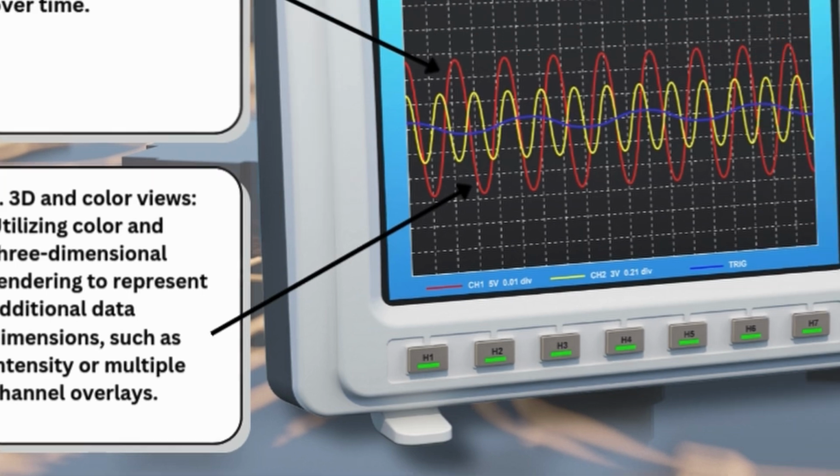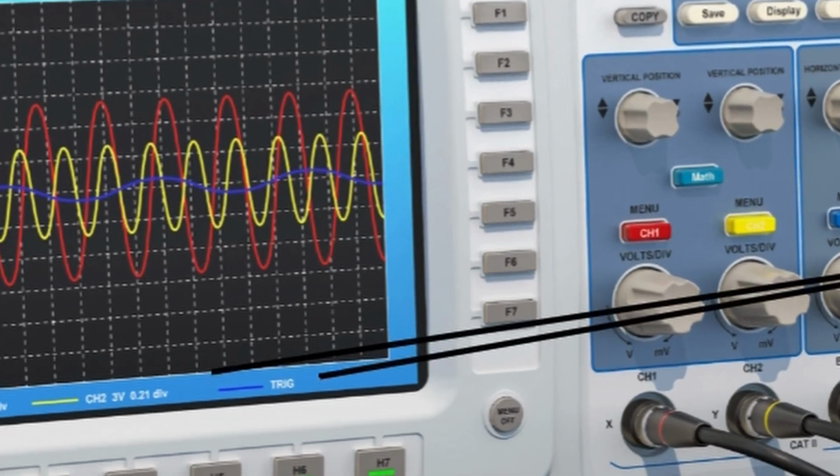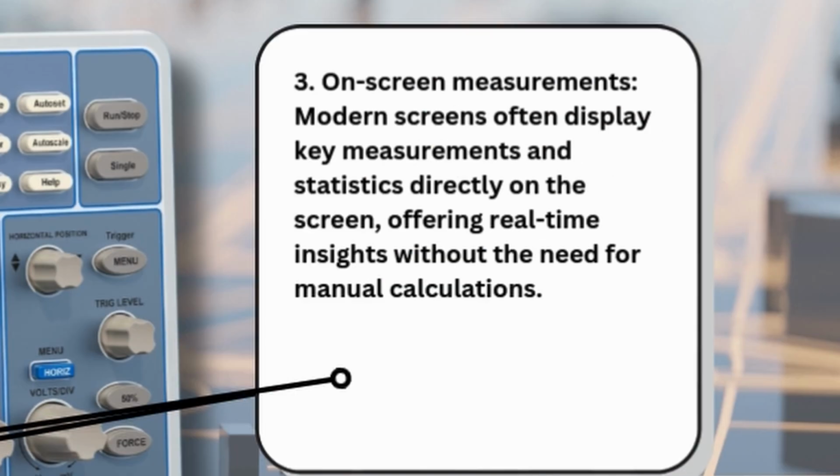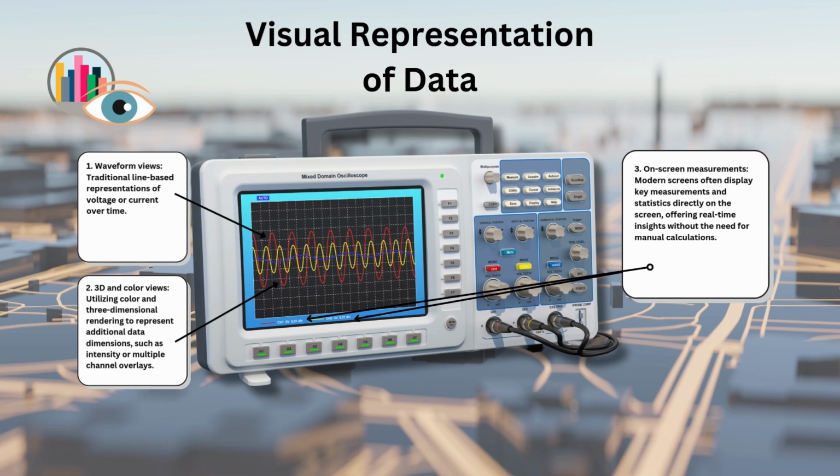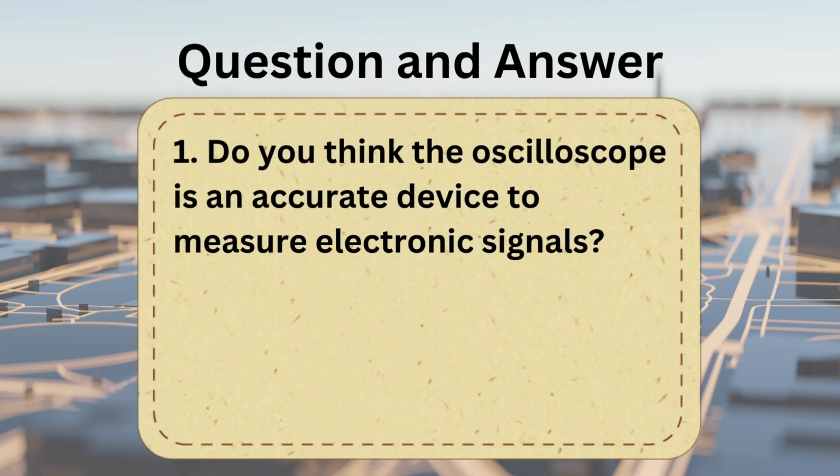Number 3. On-screen measurements. Modern screens often display key measurements and statistics directly on the screen, offering real-time insights without the need for manual calculations. Do you think the oscilloscope is an accurate device to measure electronic signals?